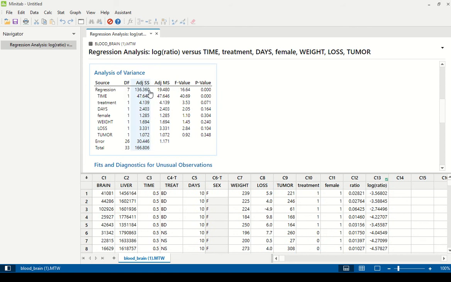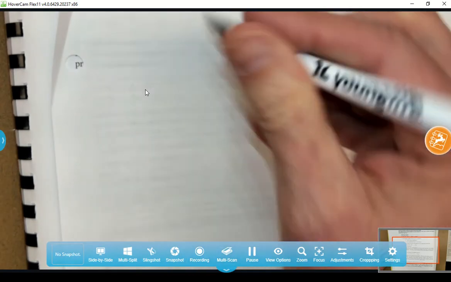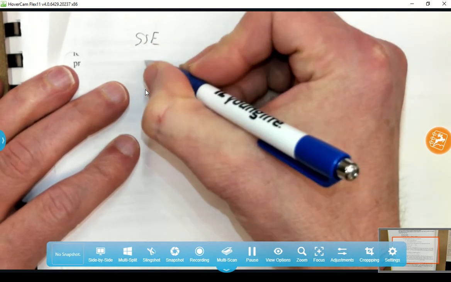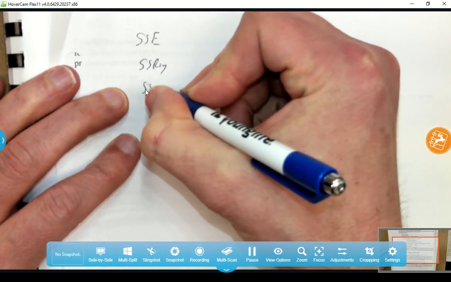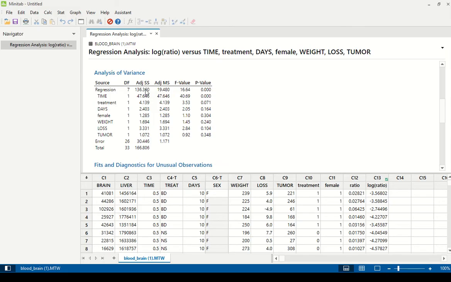So the sum of squares regression is right here, the 136.360. The error is 30.446, and the total is 166.806. So again, if I write these down here, for the sum of squared error, sum of squares regression, and sum of squares total, you might pause here and see if you can recognize this from this data right here.